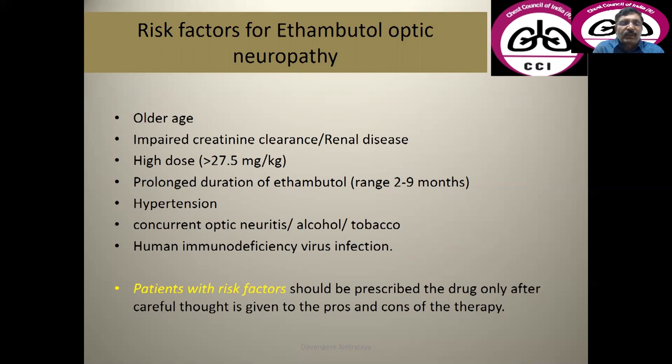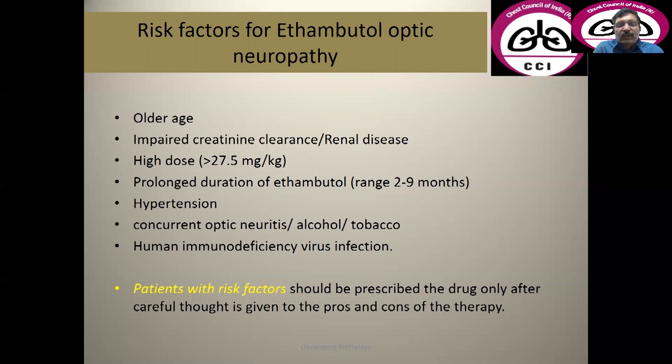The commonest risk factors are old age, impaired creatinine clearance or renal insufficiency, a high dose of treatment, more than 27.5 mg per kg per day, prolonged duration of ethambutol ranging from 2 to 9 months, associated hypertension, concurrent optic neuritis, chronic alcohol or tobacco intake, and immunodeficiency like in HIV patients. Those are the high-risk patients who tend to develop ethambutol-associated optic neuropathy.